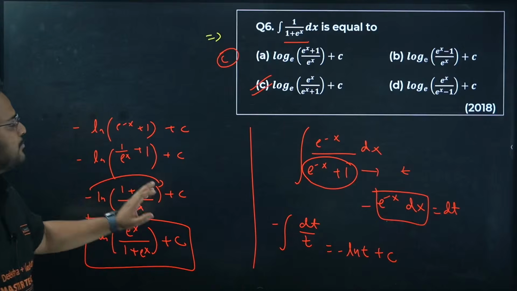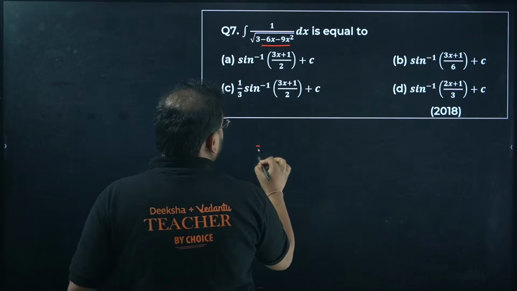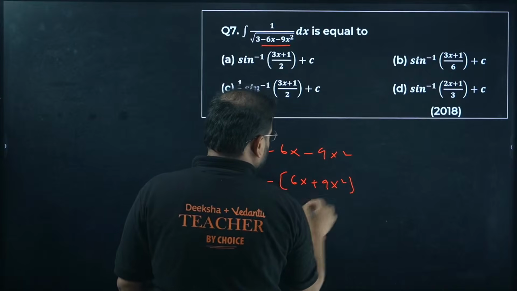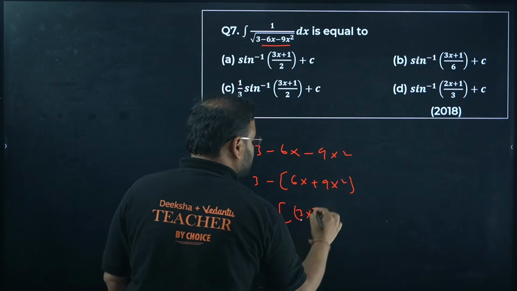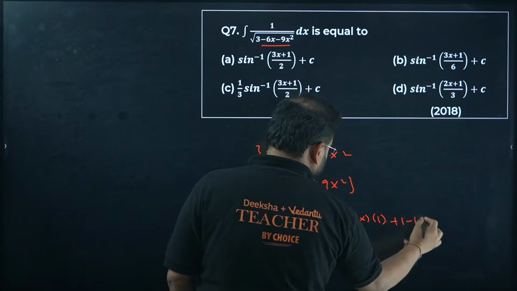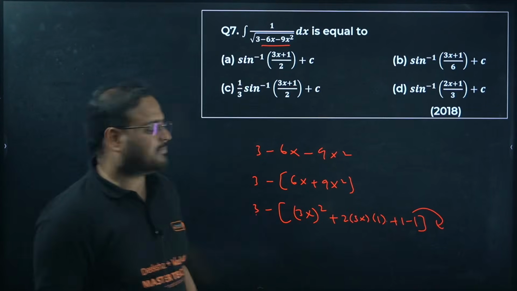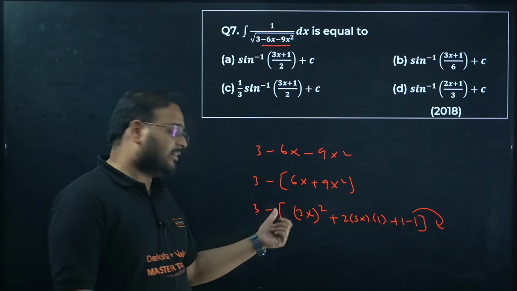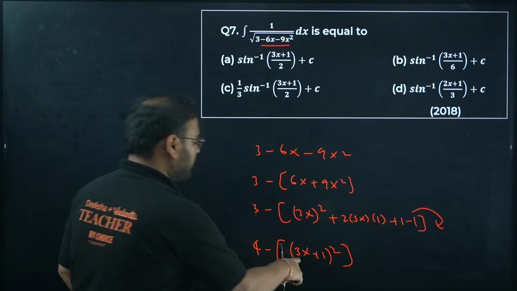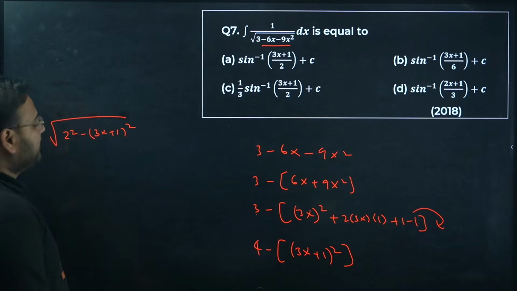Next, question number 7. Question 6 is clear, a simple question of the substitution method. Question number 7 is again a particular function. You just have to work around this to make the perfect square. Check here: 3 minus 6x minus 9x square. Take 3 minus common, and you get 6x plus 9x square. You can get this as 3x the whole square plus 2 times 3x into 1, plus 1 minus 1. This minus 1 comes out as plus 1 because of the minus sign, so I'm taking the last minus 1 outside; it becomes minus 1, and with the negative sign over here, plus 1. It becomes 4 minus 3x plus 1 the whole square. From here you can see the result: 2 square minus 3x plus 1 the whole square. Correct.